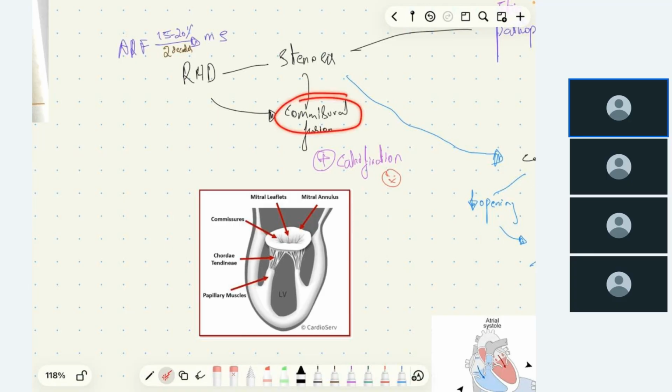What is this commissural fusion? The commissures are nothing but the area where the anterior mitral leaflet meets the posterior mitral leaflet. When the joining area of these anterior and posterior mitral leaflets gets fused, it leads to mitral stenosis. There may be associated calcification with the commissural fusion in mitral stenosis.